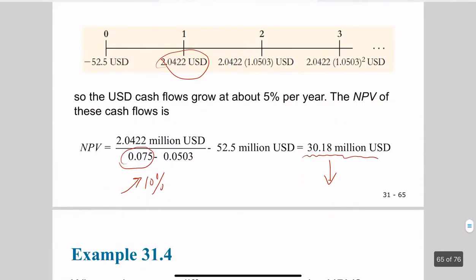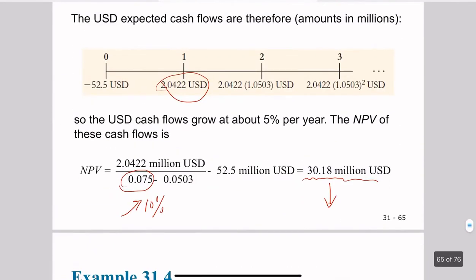Okay, I don't want you to get confused. Again, let me emphasize here. If you have an internationally integrated market, then these two methods should give you the same result. But if this assumption fails, then you can get different results with these two methods.